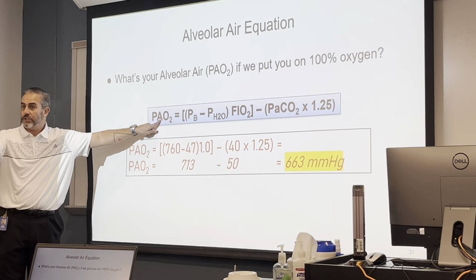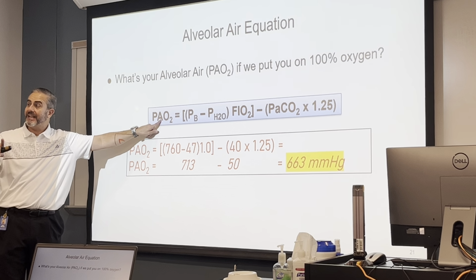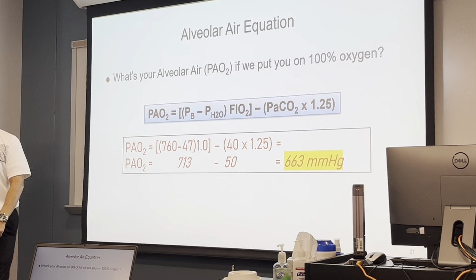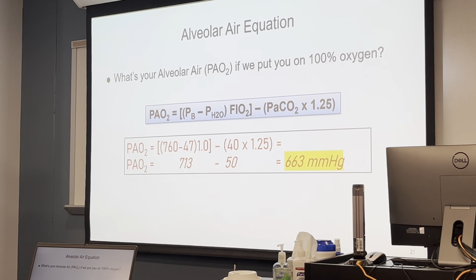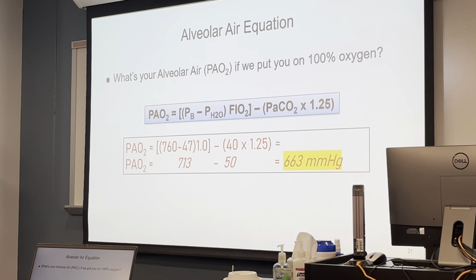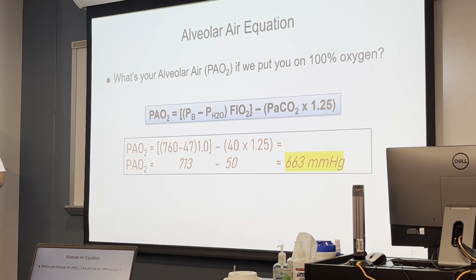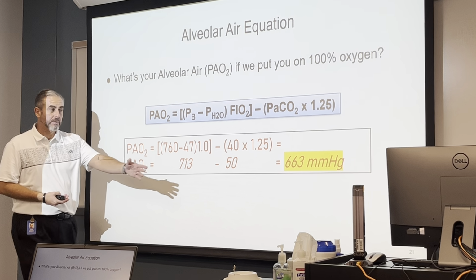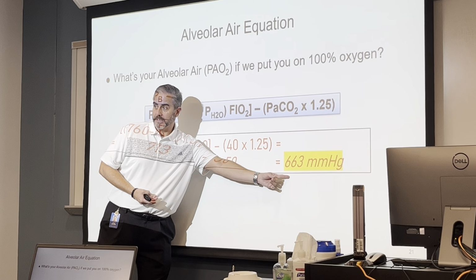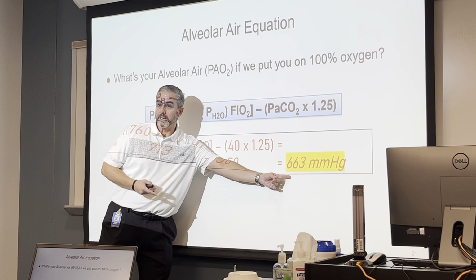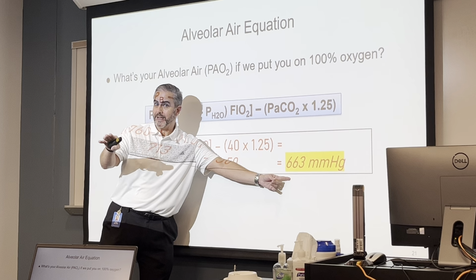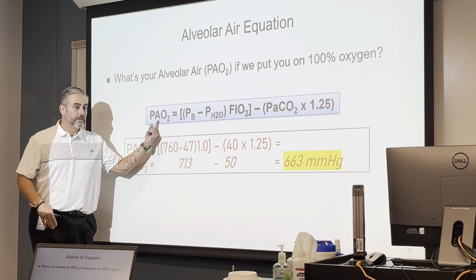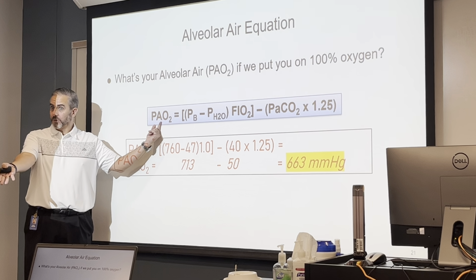Now let's say this is you. I'm expecting you to be healthy. When I draw your arterial blood gas and I measure how much oxygen is in your bloodstream, would you be satisfied if it was 100? Or should it be closer to 600? Again, I'm saying you're normal, you're healthy. If this is how much is in your alveolus, shouldn't that get into your bloodstream?